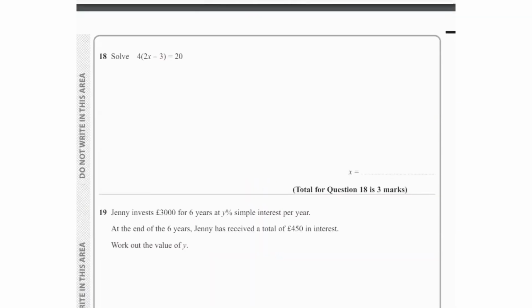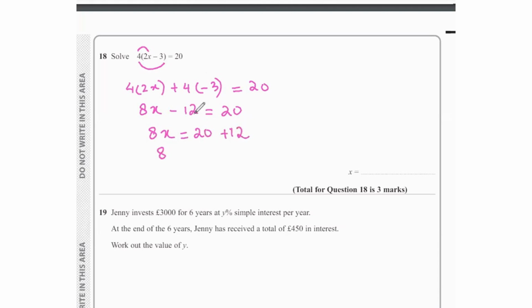Question 18 says solve 4 times 2x minus 3 equals to 20. So first we'll expand the brackets. So 4 times 2x plus 4 times negative 3 equals to 20. That's 8x minus 12 equals to 20. 8x equals to 20 plus 12, because you take negative 12 to the other side and it becomes positive. So that's going to be 32. And x is going to be 32 divided by 8, which equals to 4. So x equals to 4.